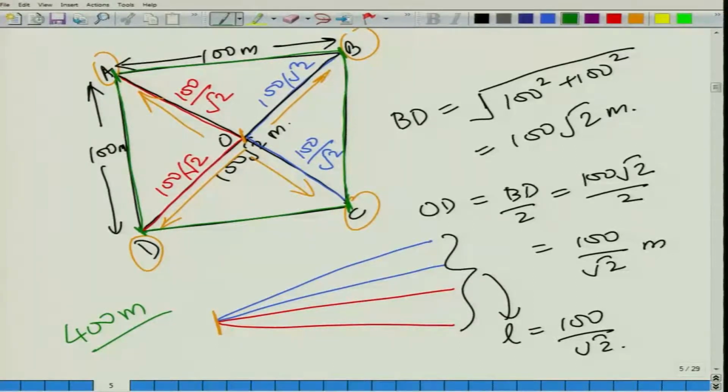Your people, who are generally daily wagers or chowkidars, do not have to make any calculations. You only give them 2 sets of ropes. One set has 4 ropes connected to a peg, and each rope is of the length 100 by root 2 meters, and in the second case you give them a single rope that is 400 meters long, and they will be able to make your sample plot out there on the ground.